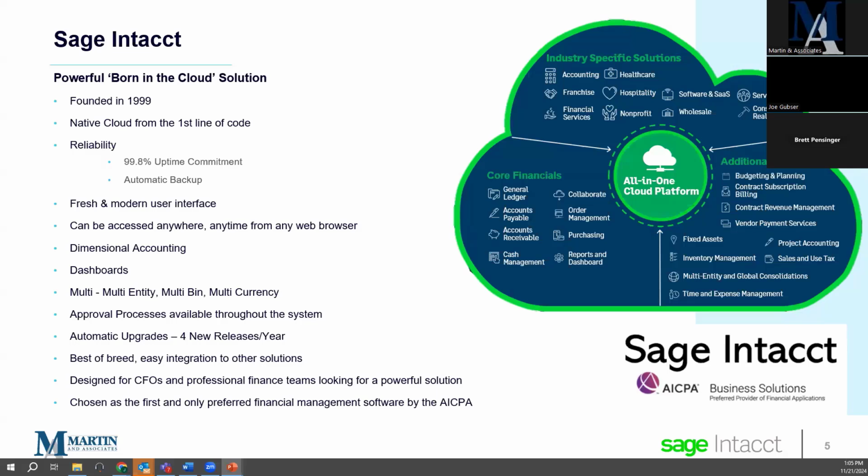Their dashboards are built in. There's multi-entity, multi-bin, and multi-currency all built in. The approval process is available throughout the system. That's the bullet we're going to be concentrating on today. There are automatic updates through the system throughout the year. Four new releases per year get released, and they happen automatically. So there's no downtime for you in terms of having to schedule your upgrade and move things forward. It just happens. You'll get a note that on this day the upgrade is going to happen from Sage, and it happens overnight. You come in the next day, and you're on a new version.